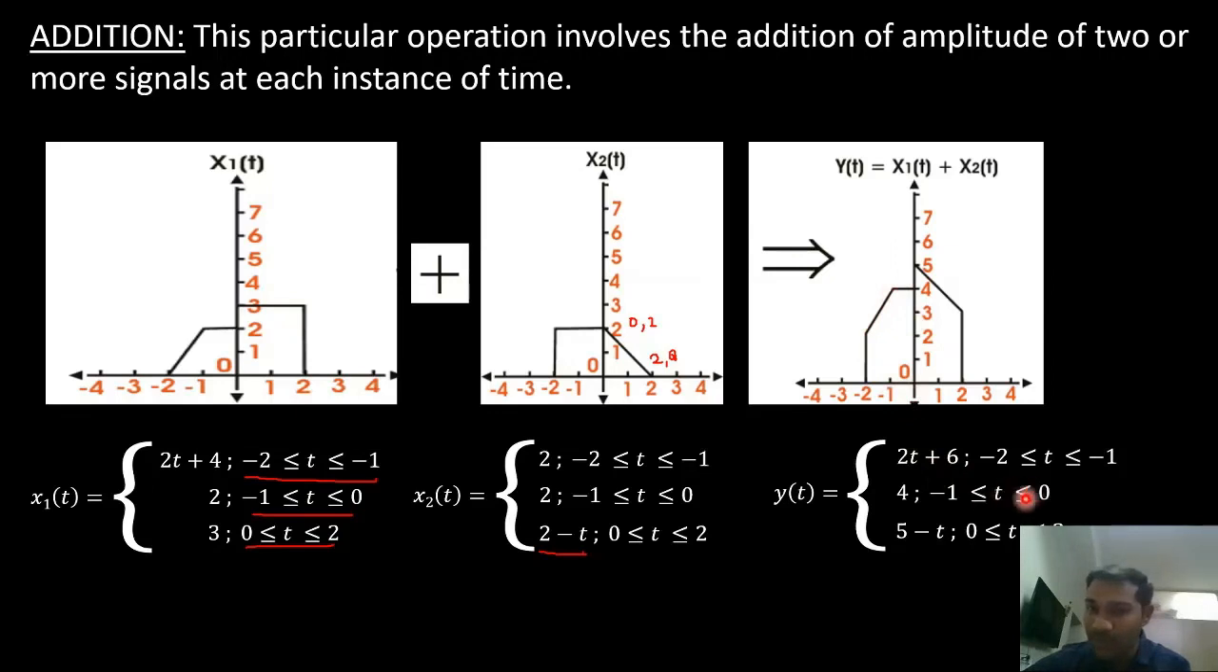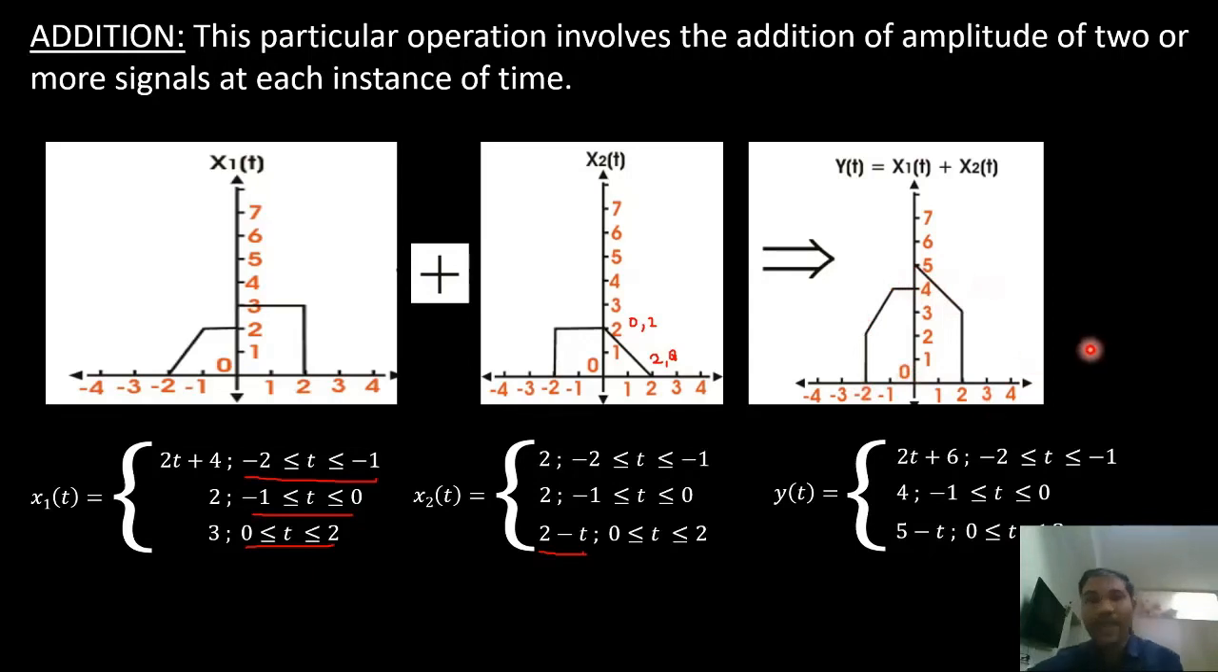What happens at 0? When t is 0, the value is 4. Again, in the last range, when t is equal to 0, the value is 5 minus 0, 5. So it starts at 4 and ends at 5. And when t is equal to 1, 5 minus 1 is again 4. So at t equal to 1, this is the point. And at t equal to 2, 5 minus t is equal to 3. So we'll join all these points.